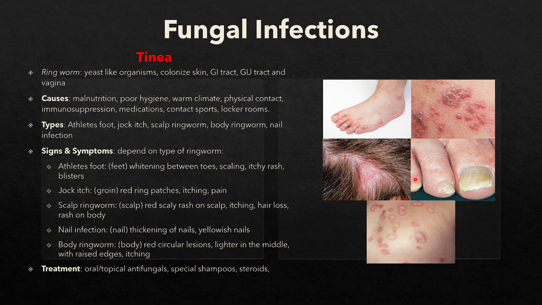Scalp ringworm. These have red scaly rashes on the scalp, itching, hair loss, and rash on the body. Nail infections are thickening of the nails and yellowish nails. Body ringworm. These include red circular lesions, lighter in the middle with raised edges, and itching. Treatment includes oral topical antifungals, special shampoos, and steroids.